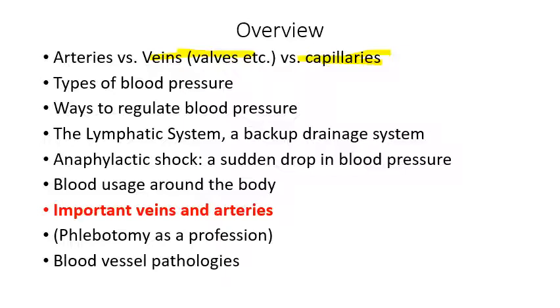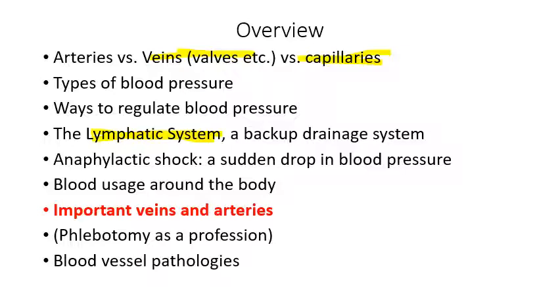We will briefly mention the lymphatic system, in the context of the blood and circulatory system. The lymphatic system acts as a backup drainage system that prevents swelling when too much of the serum leaks out of the capillaries into the surrounding tissue to cause swelling. So that swelling is reversed by the lymphatic system.